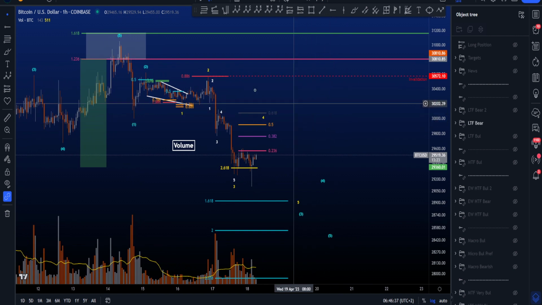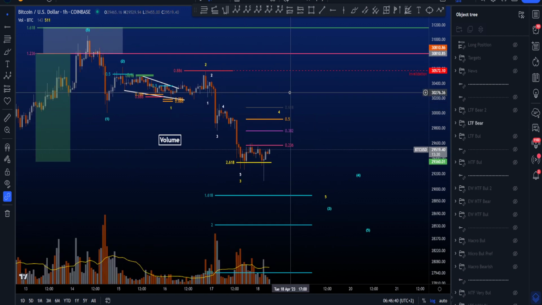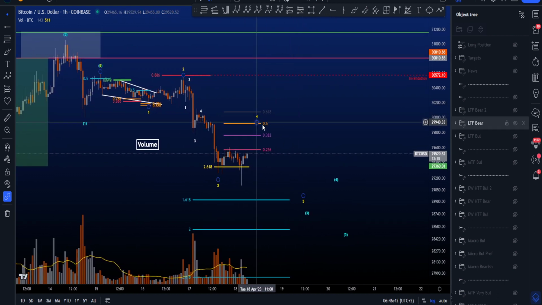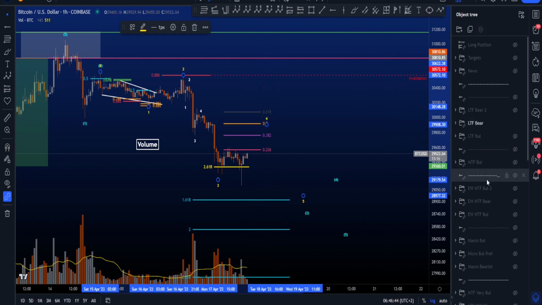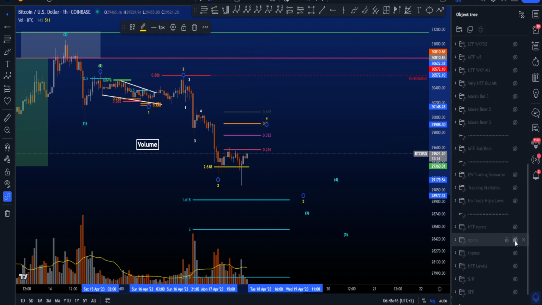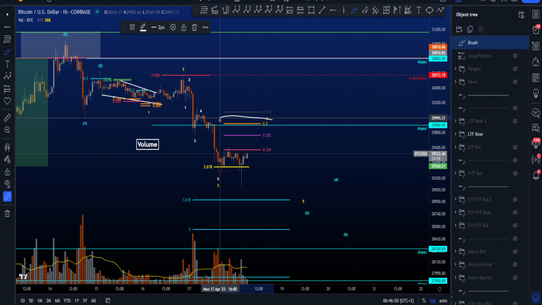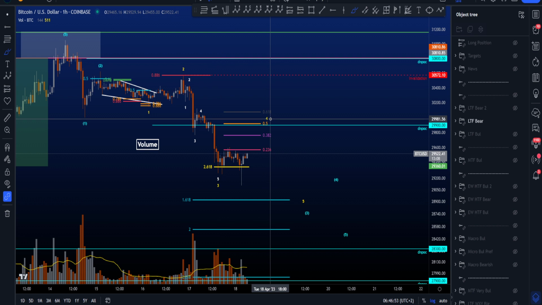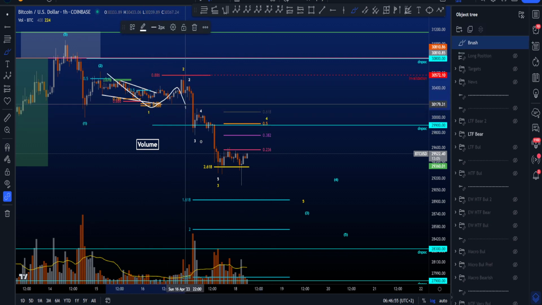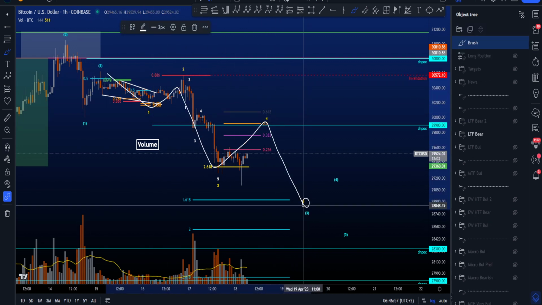The invalidation for this scenario is taking the high of wave 2. And also if we look at a potential bounce for this wave 4 over here, it is quite interesting that we do have a naked point of control now at 29.9k. So right at the 0.5 for potentially this wave 4, and then a 1, 2, 3, 4. Then we expect a yellow 5 to end.